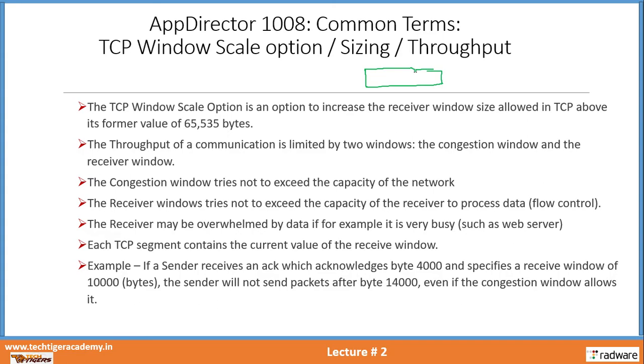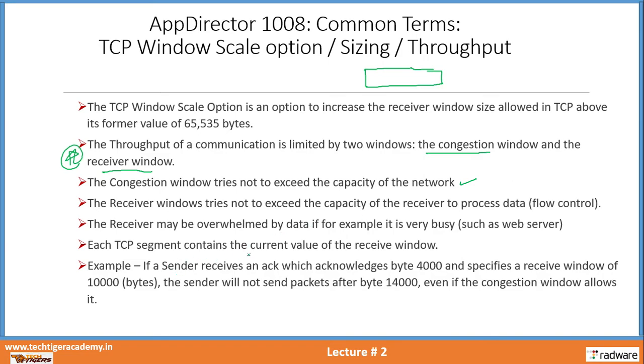The throughput of a communication is limited by two windows: the congestion window and the receiver window. Important: the congestion window tries not to exceed the capacity of the network. The receiver window tries not to exceed the capacity of the receiver to process data. The receiver may be overwhelmed by data if, for example, it is very busy. A web server may have 100 clients trying to connect to it, so it may get overwhelmed at a time.